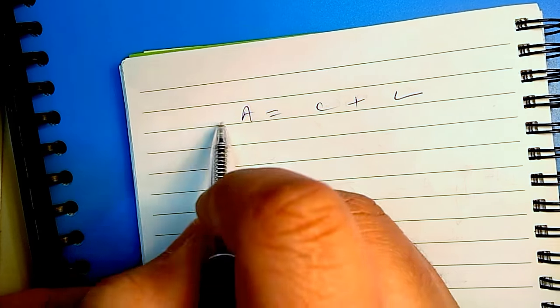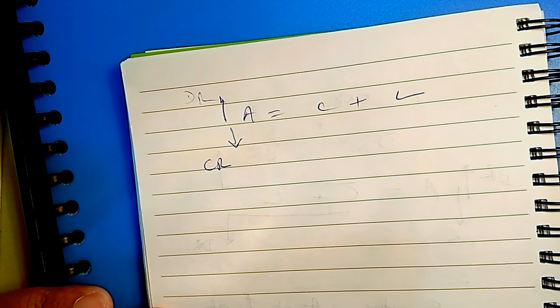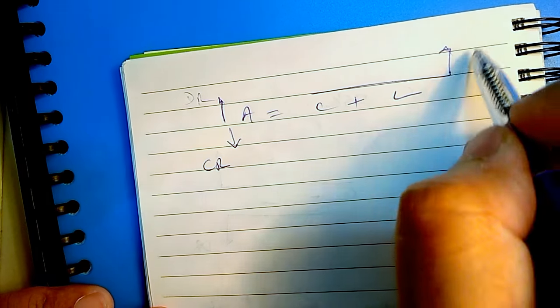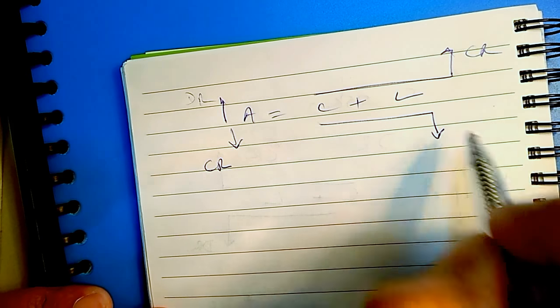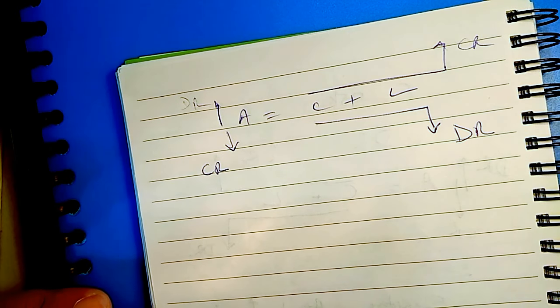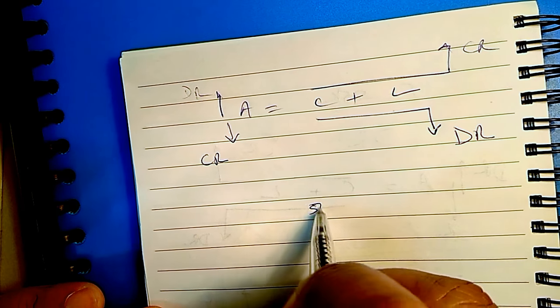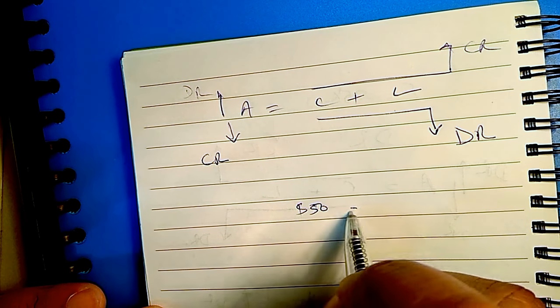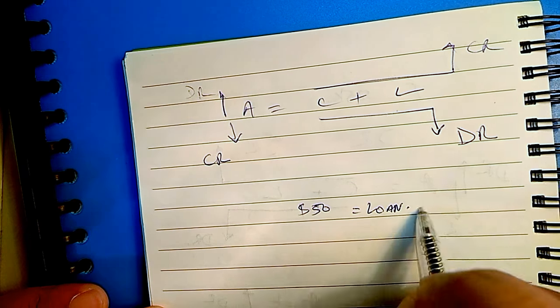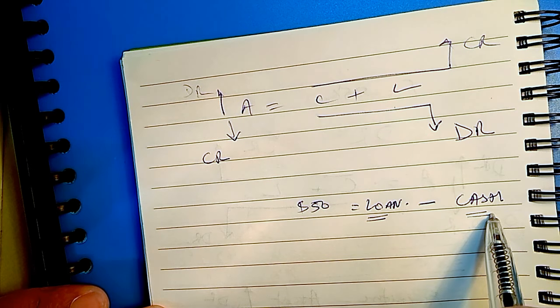Now we had the loan issue. So assets equal capital plus liability. Assets going up is debit, assets going down is credit. Capital and liability going up is credit, capital and liability going down is debit. Okay, we had the loan issue. Tom took a loan from Jerry. So Jerry gave Tom $50,000 worth of loan. This came in the form of cash. So there is a liability and there is an asset.